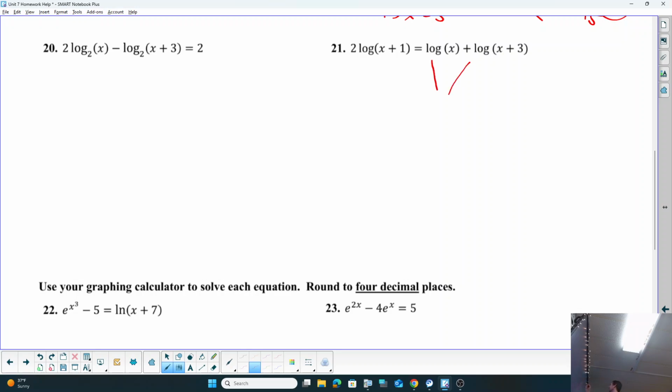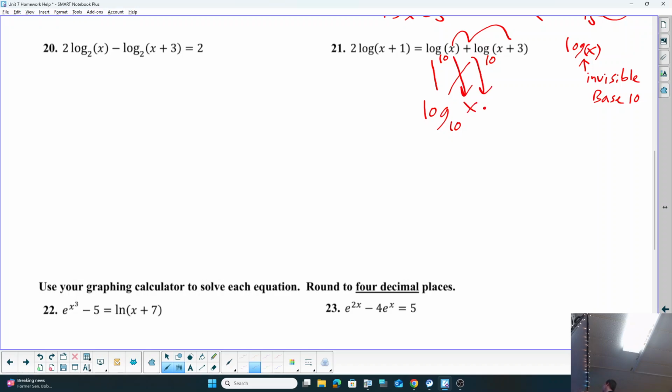Condense first. So they're actually both log base 10. So don't forget that log x has an invisible 10 there. If there's no base, then we have an invisible base 10 there. Don't forget that part. Okay, let's see. So we're going to condense those down together to log base 10 of x times x plus 3, because log addition condenses to log multiplication.